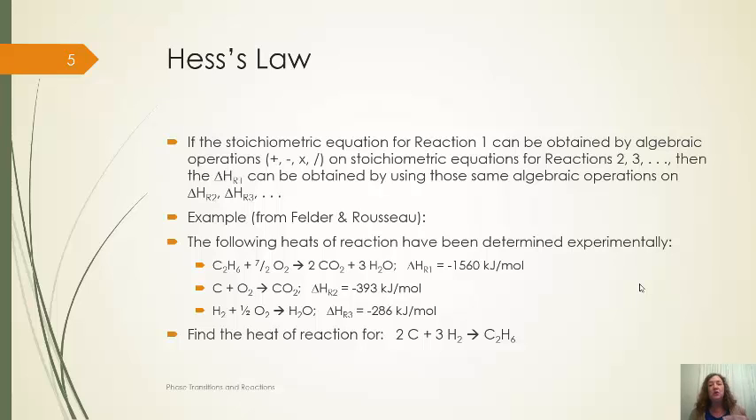So, just a little example here. Let's say you knew these particular heats of reaction: C2H6 plus 7/2 of an O2 makes 2 CO2s plus 3 H2Os with a heat of reaction of negative 1560 kilojoules per mole. And carbon plus oxygen makes CO2 with a heat of reaction of negative 393 kilojoules per mole. And hydrogen plus half an oxygen makes H2O with a heat of reaction of negative 286 kilojoules per mole. So if you have that information, can you find the heat of reaction for 2 carbons plus 3 hydrogens forming C2H6?